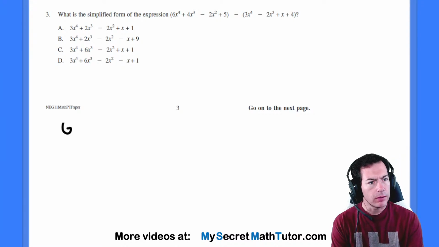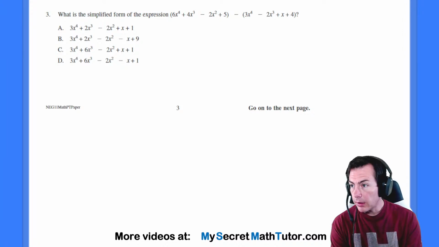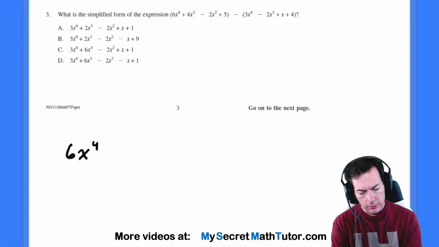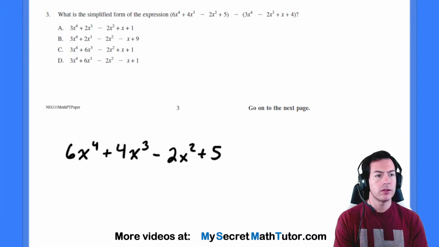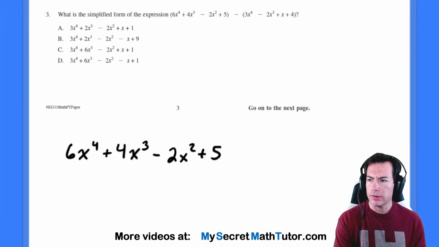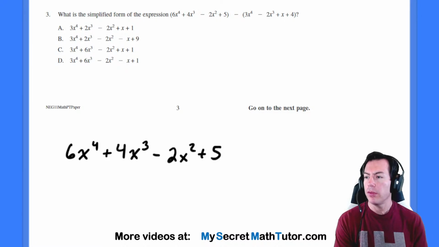So I'm going to start it with a 6. Let's move that down just a little bit. I'm going to start off with a 6x to the 4th plus a 4x cubed minus a 2x squared plus 5. So that's really just everything from our first expression. And then I'm going to distribute that negative sign into the second expression. That way all of the terms will have the proper sign on those ones.